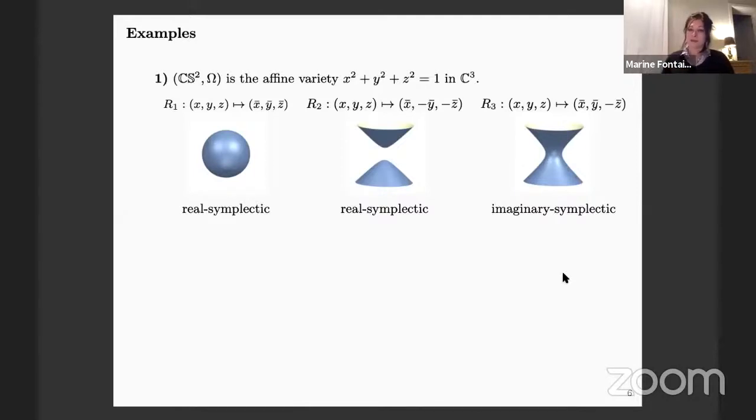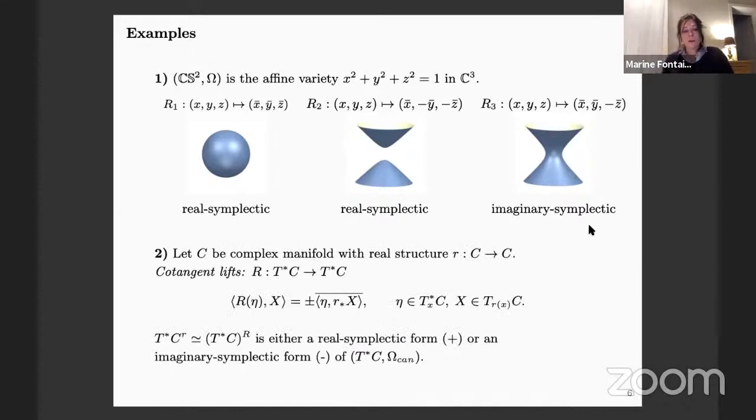is imaginary symplectic. And Phil will explain in this talk that in fact those involutions come from Lie algebra involutions, because CS2 is also a coadjoint orbit of SL2C. And on SL2C, you have a group involution, and one of the fixed point sets is a compact real form, which is SU2. And this is why here you get a sphere, which is also a coadjoint orbit of SU2. And here you will get SU11 and here SL2R.